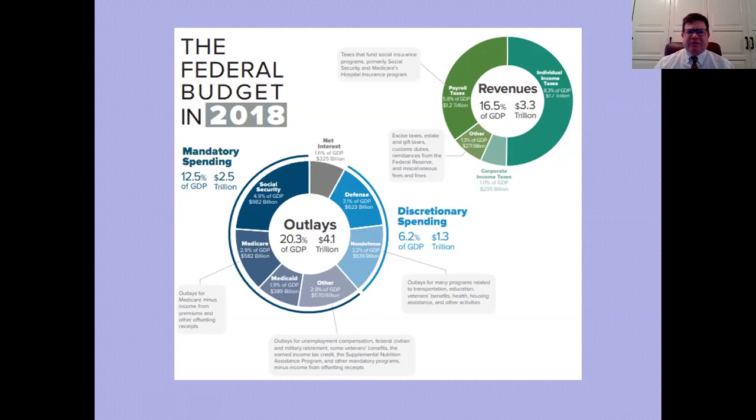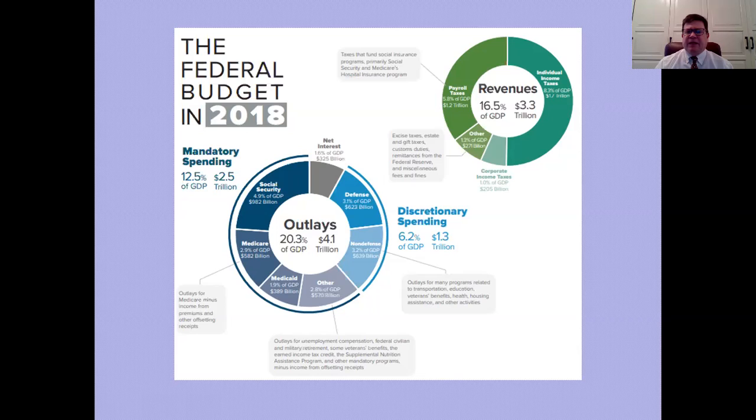Here's the federal budget as of 2018. Now, there was a $4.1 trillion budget, okay? $4.1 trillion. We brought in $3.3 trillion, and we'll talk more about the revenue side in the next video. Let's examine a little bit about these outlays. That's about 20.3% of our GDP, or our gross domestic product, which is our way of kind of saying, how large is the economy?